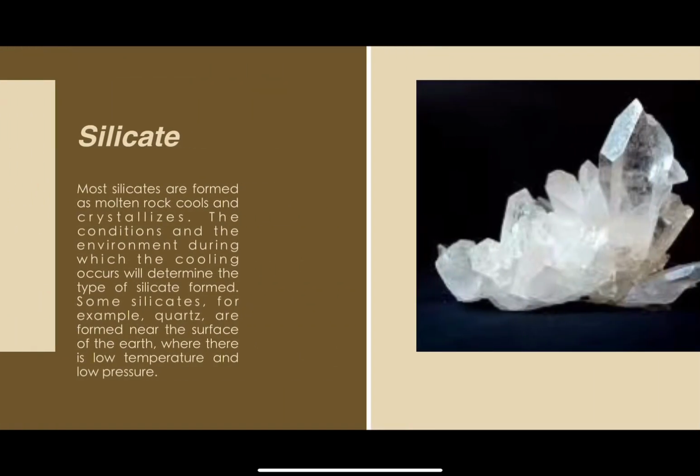And then silicate. Most silicates are formed as molten rock cools and crystallizes. The conditions and the environment during which the cooling occurs will determine the type of silicate formed. Some silicates, for example quartz, are formed near the surface of the earth, where there is low temperature and low pressure.